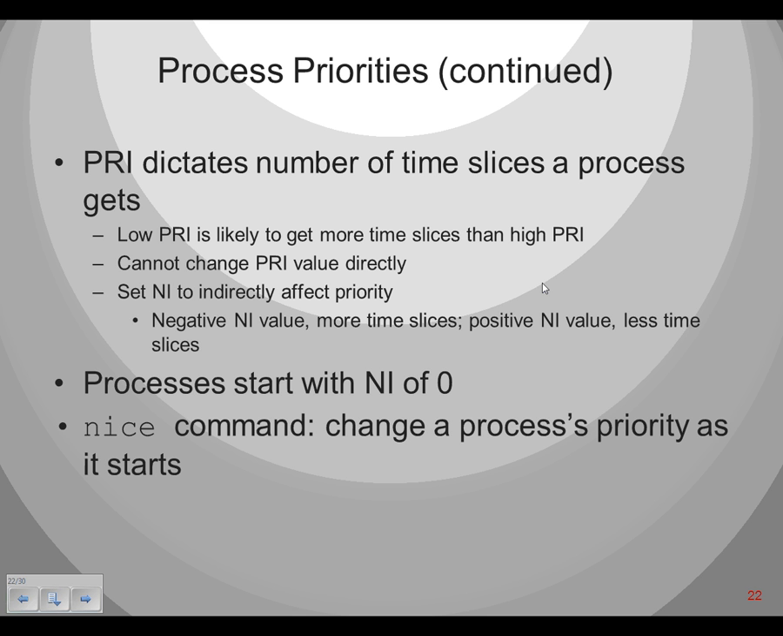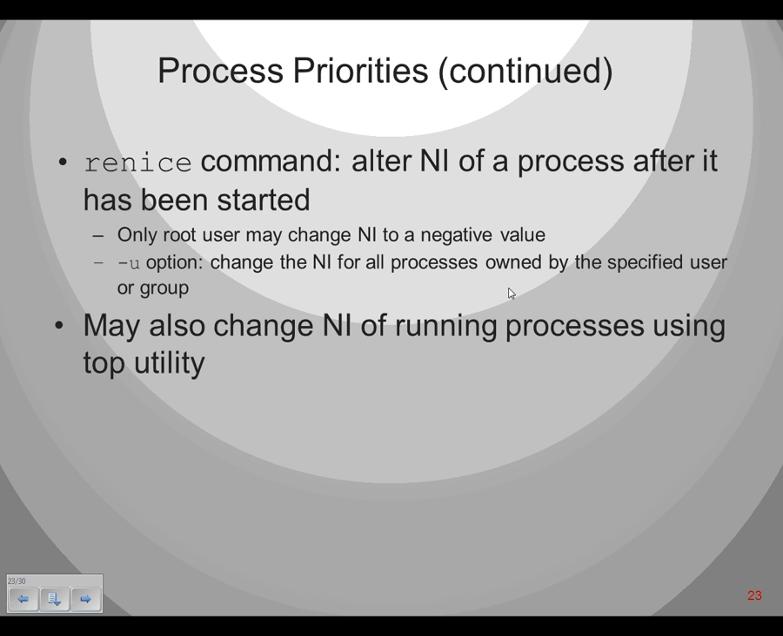Process priorities dictate the number of time slices a process gets. The lower process priority number is likely to get more time slices. You cannot change the PRI value directly. You have to set the NI to indirectly affect priority. Again, a lower number increases time slices. It starts with an NI of 0. Use the nice command to change a process's priority as it starts. Use the renice command to alter the NI of a process after it has been started.